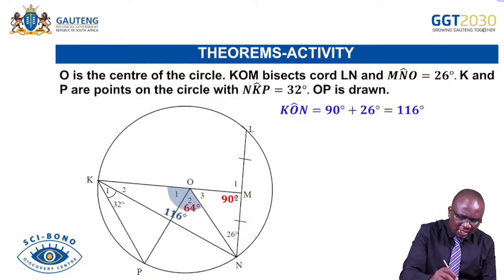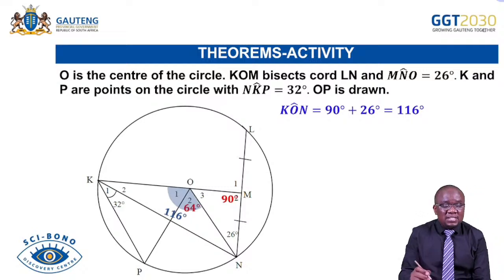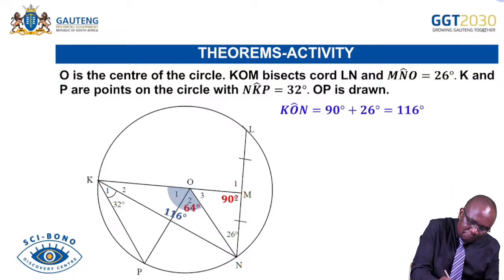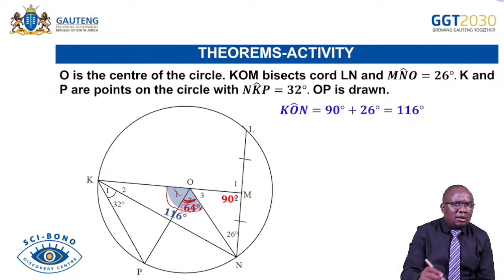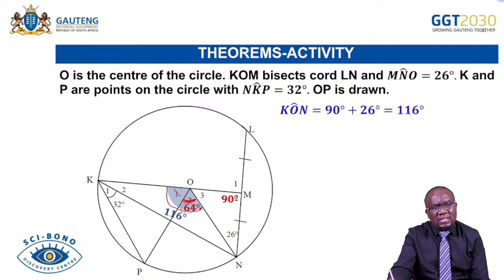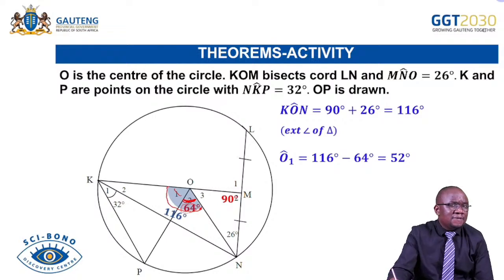So now we have this angle KON being 116 degrees, but we can subtract from 116 degrees to get O1, because this whole thing is 116 degrees and this one is 64. So we can subtract and say 116 minus 64 and then we'll get what? Our O1. Do you see that? And then you do that and you get that O1 is 52 degrees.